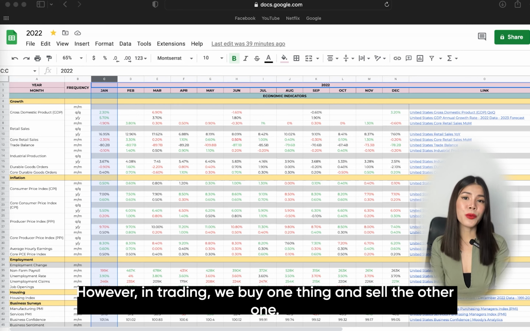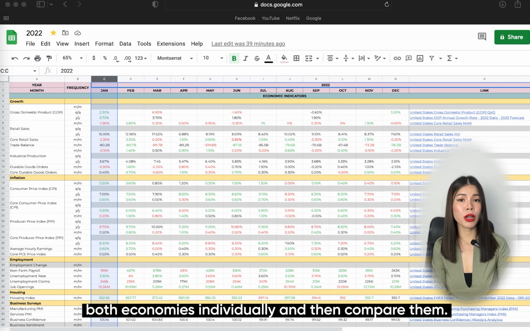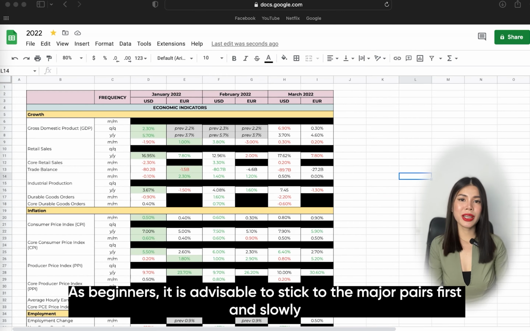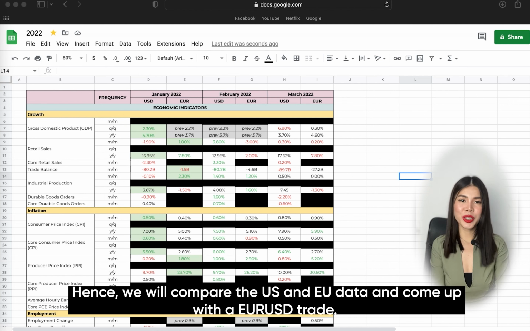However, in trading, we buy one thing and sell the other. So, in order for me to know what trade I should do, I have to analyze both economies individually and then compare them. As beginners, it is advisable to stick to the major pairs first and slowly learn to trade the cross pairs. The next popular currency after the dollar is the euro. Hence, we will compare the US and EU data and come up with the Euro-USD trade.